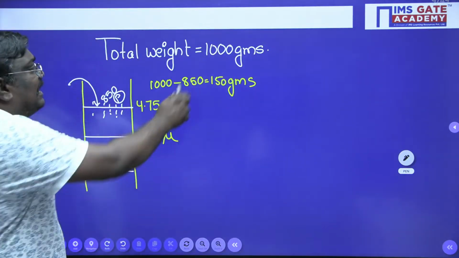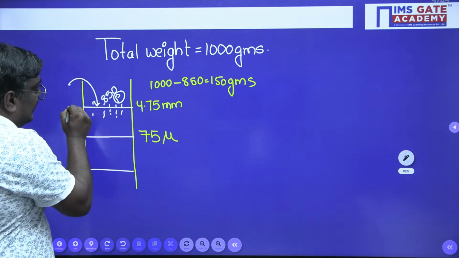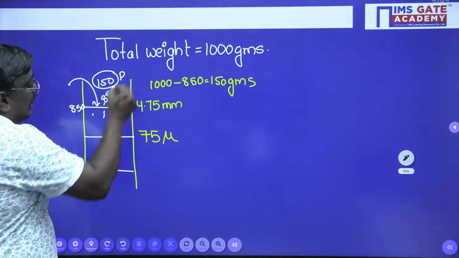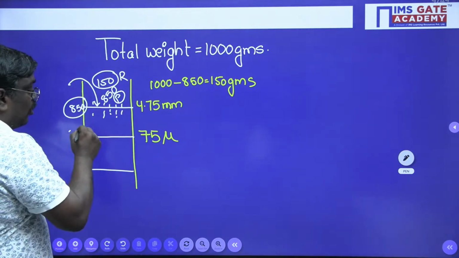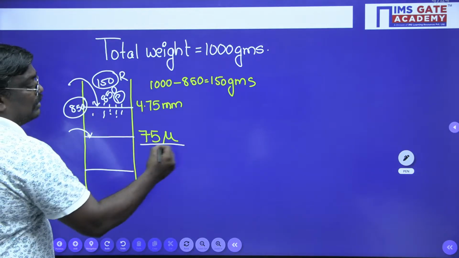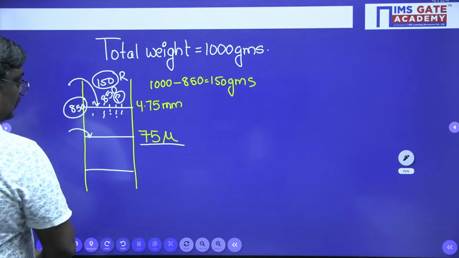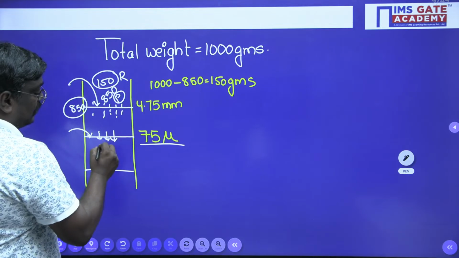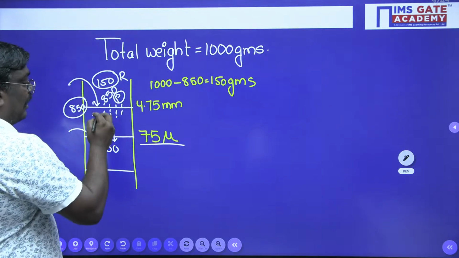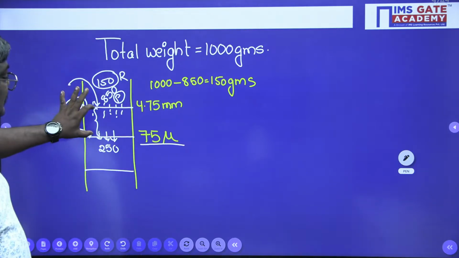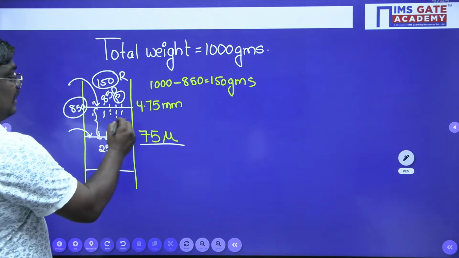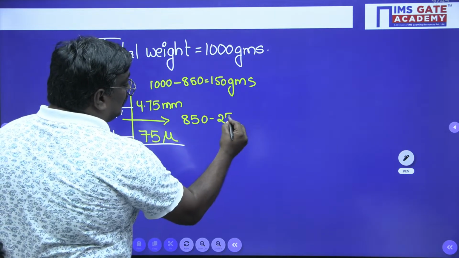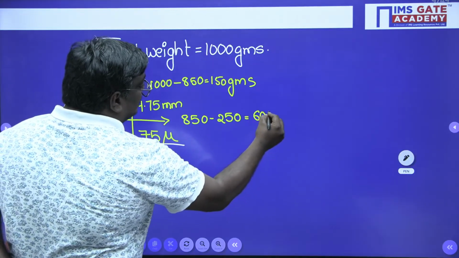Out of 1000 grams, 850 grams was passing here. So the value which is retained here is 150. Now out of this 850 grams, 250 grams is passing through 75 micron. So here the passing is 250 grams. How much is retained between these two? The retained is 850 minus 250, that will be equal to 600 grams.